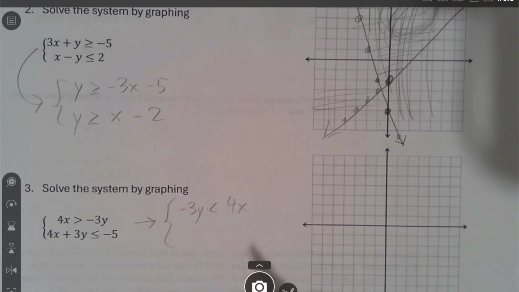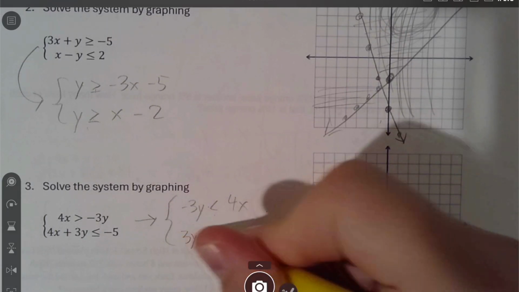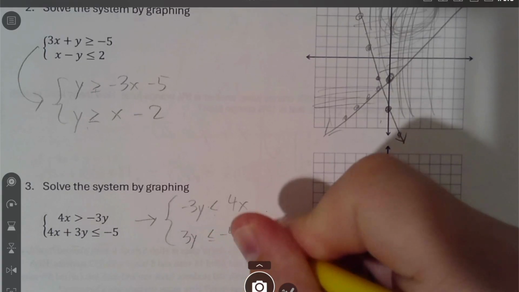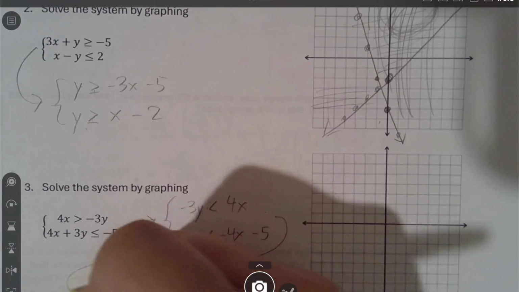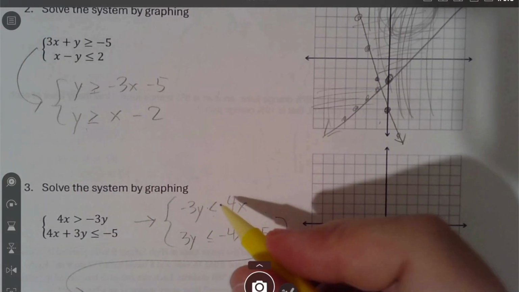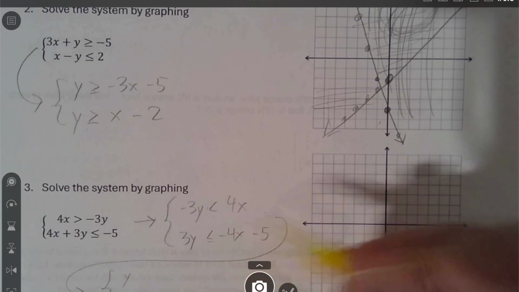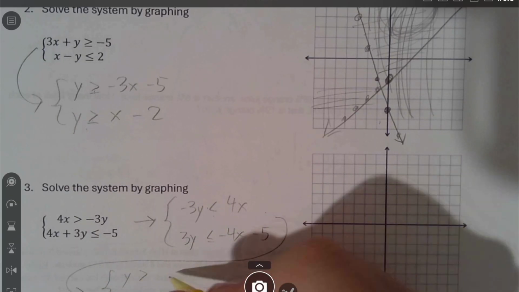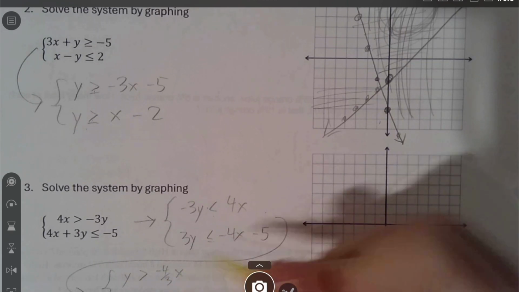For the other one, I'm just trying to get y by itself, so what I would do is I would subtract that 4x, and I'd still have -5. Moving on then, now to get y by itself, I would divide -3 on that first one, which would flip the inequality, careful. I would get -4/3 x, and I'm done.